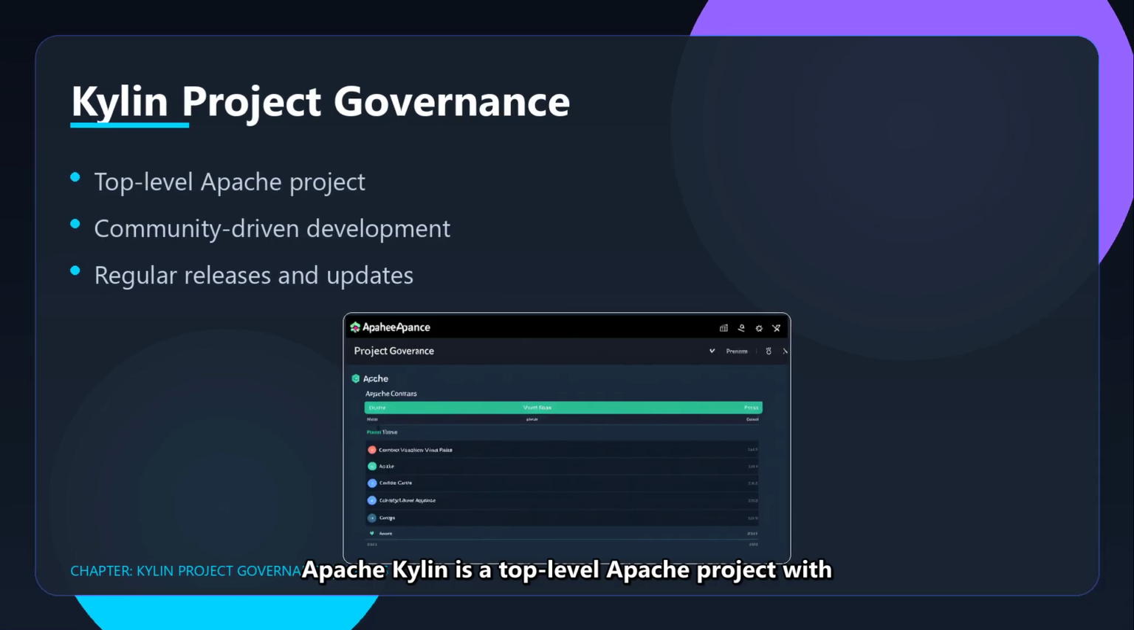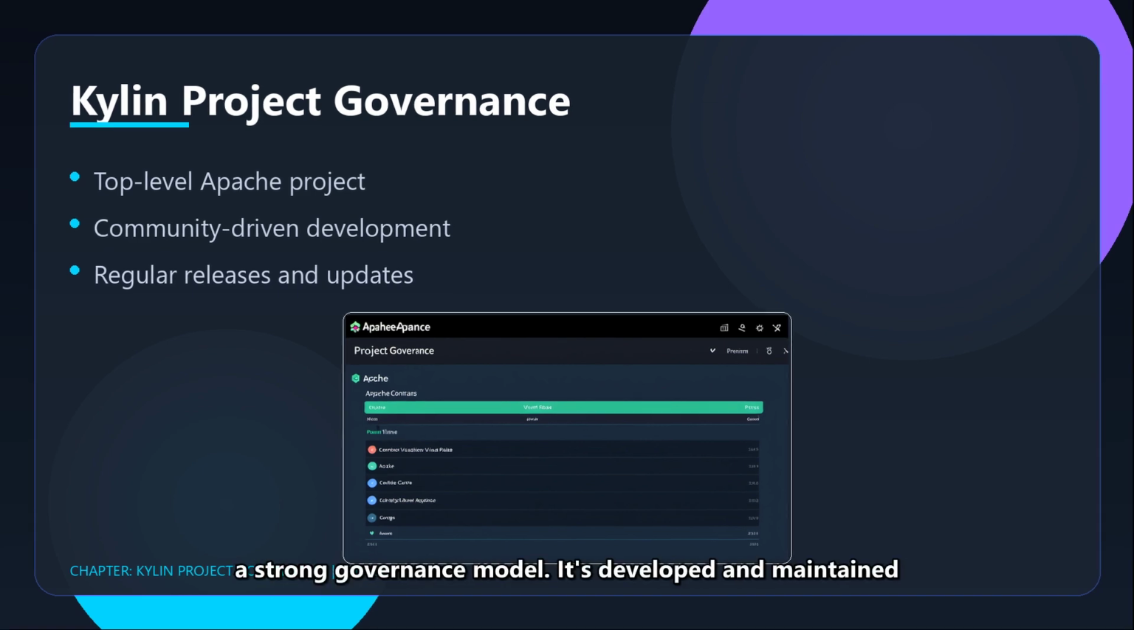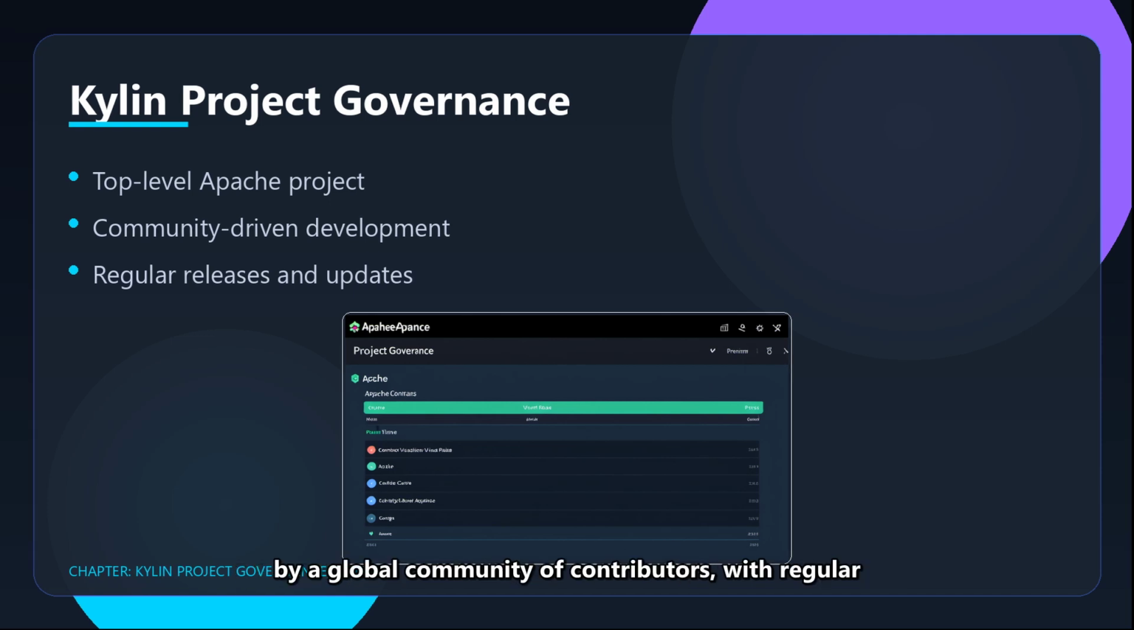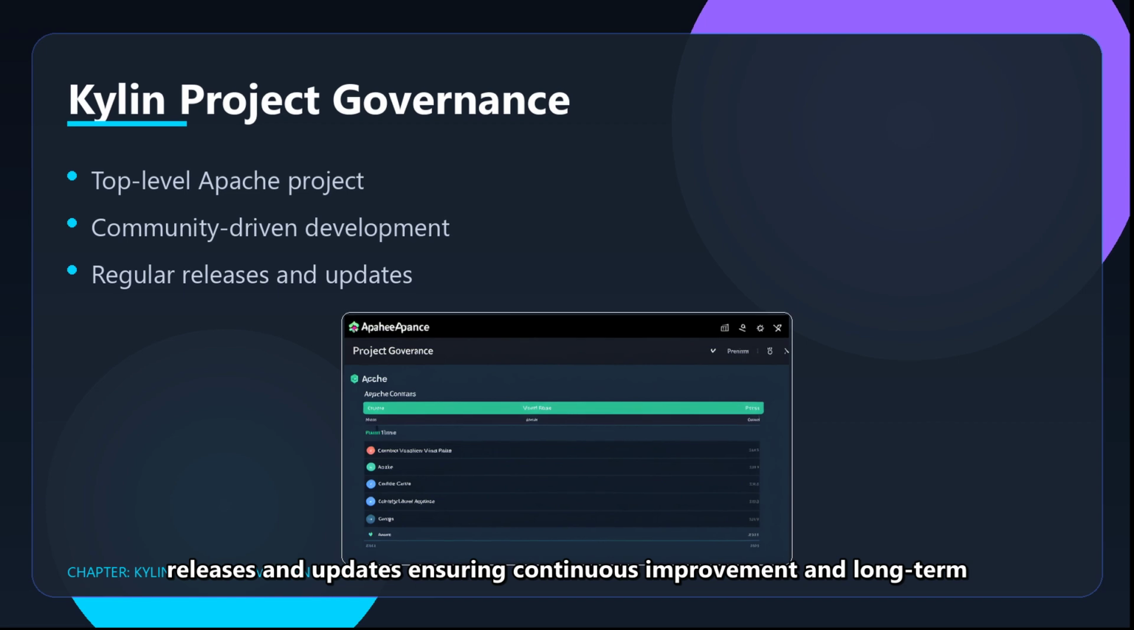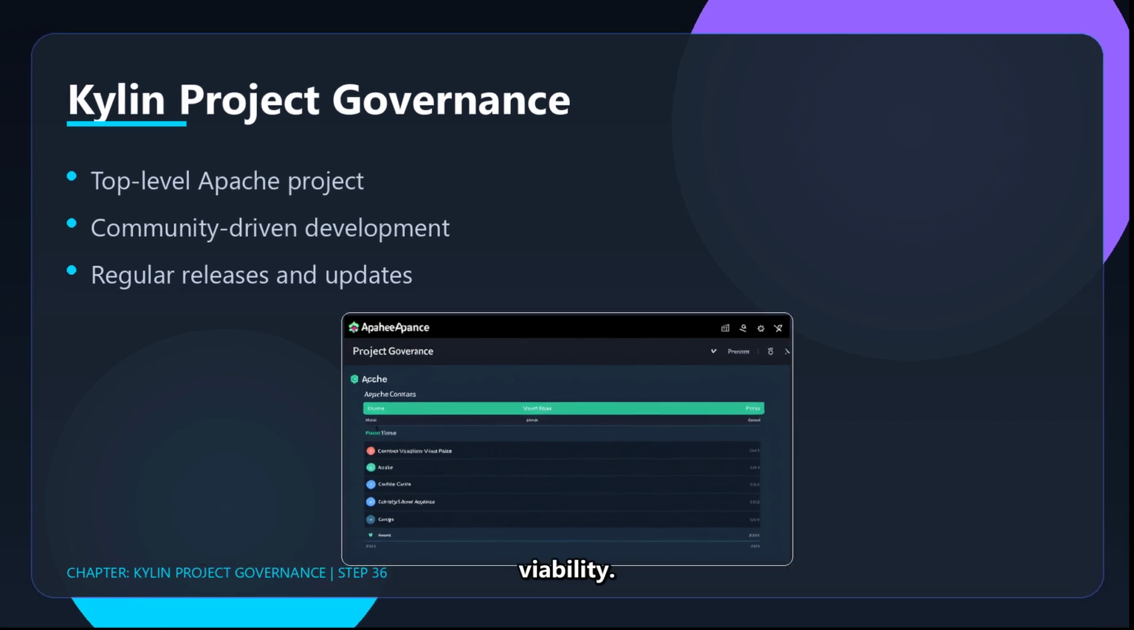Apache Kylin is a top-level Apache project with a strong governance model. It's developed and maintained by a global community of contributors, with regular releases and updates ensuring continuous improvement and long-term viability.